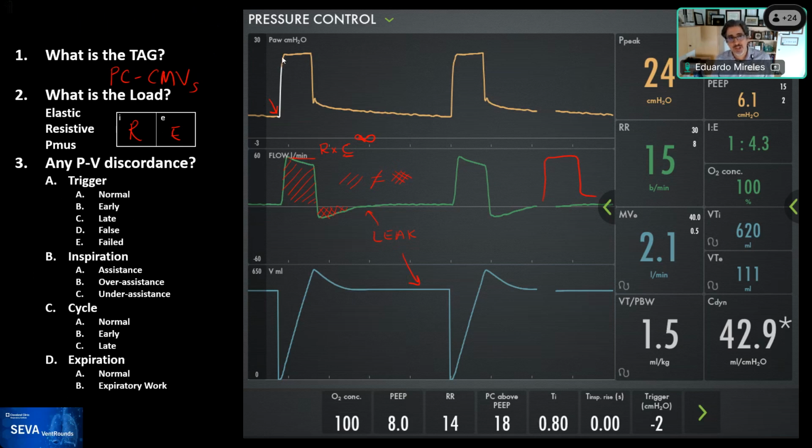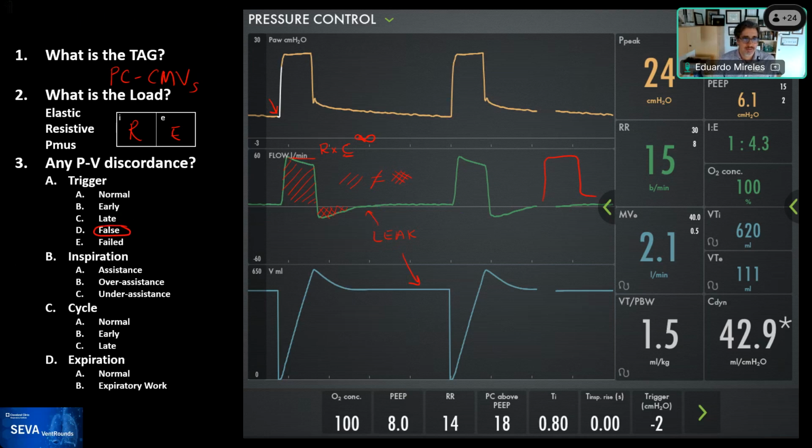So there was no patient effort. As many of you recognize, these are what we call false triggers that were occurring because the pressure was dropping, and when it reached the threshold, boom, it would trigger. Even though the ventilator was providing flow, it was not enough to maintain the pressure in the circuit.